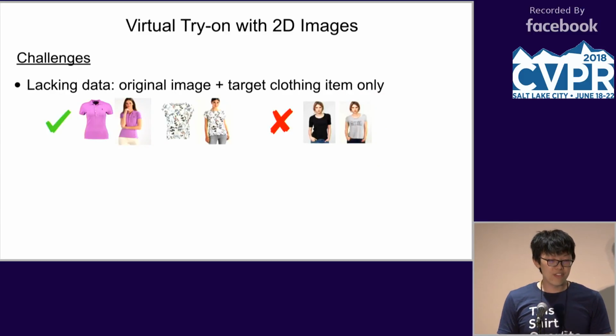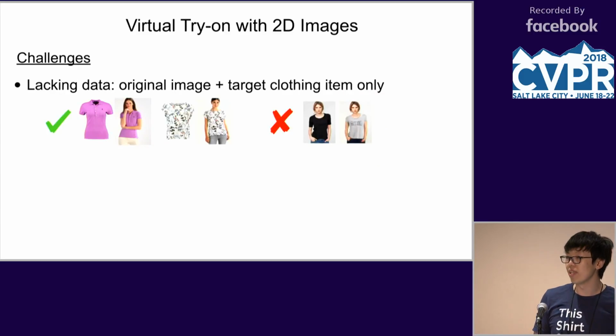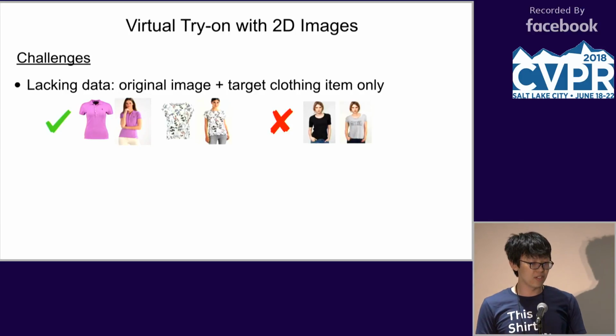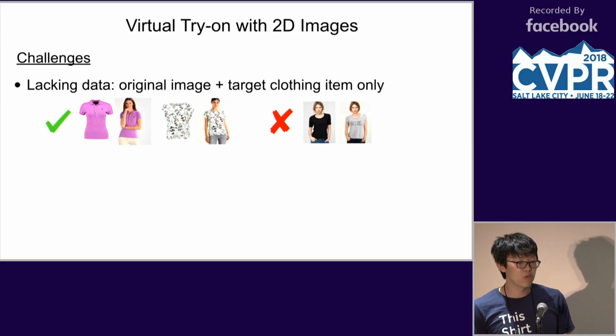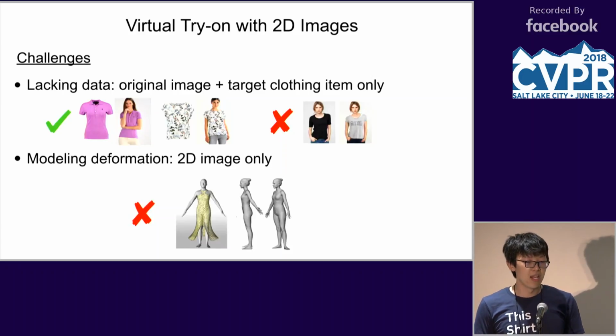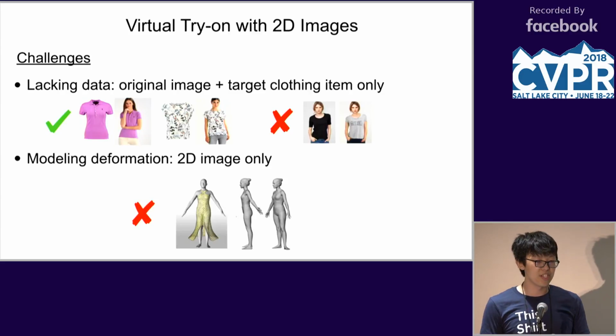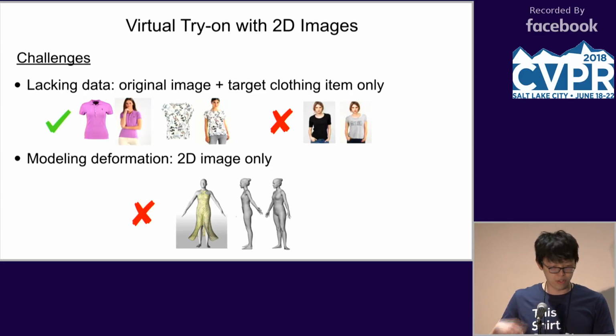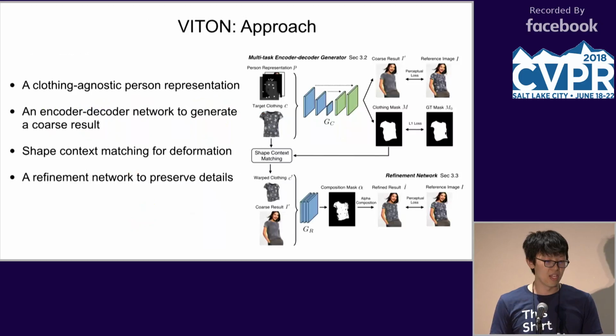So we're facing a lack of data problem in this challenging task, because ideally we want training data of the same person with the same pose but wearing different clothes. We don't have data like that. We only have the original image and the target clothing items as shown on the left. And the second challenge is we don't have 3D data of clothes and also the body. Otherwise, we could just deform the 3D information and warp that onto the body.